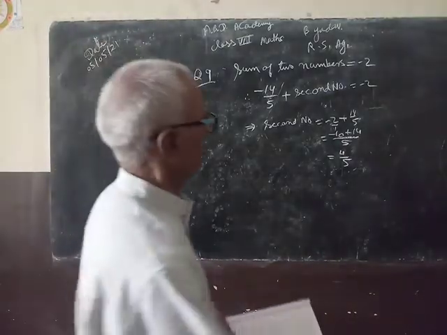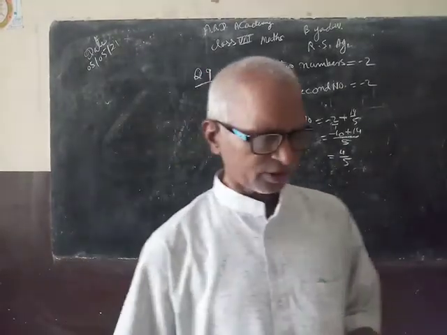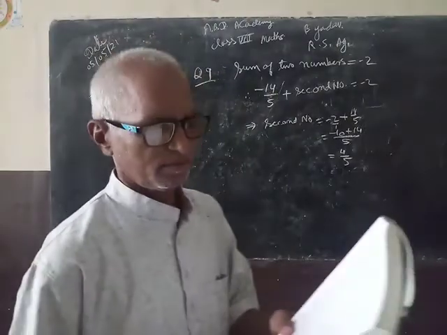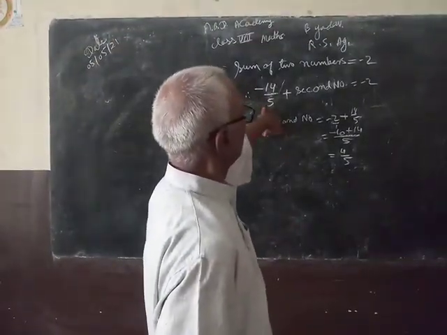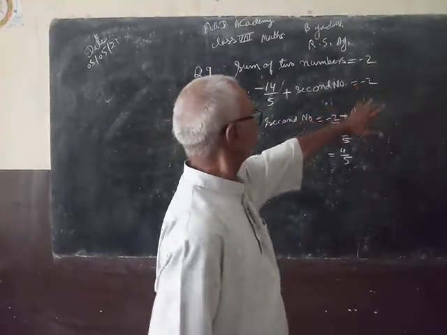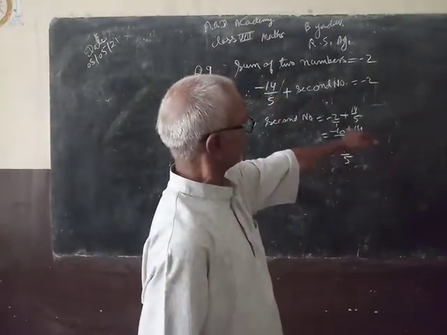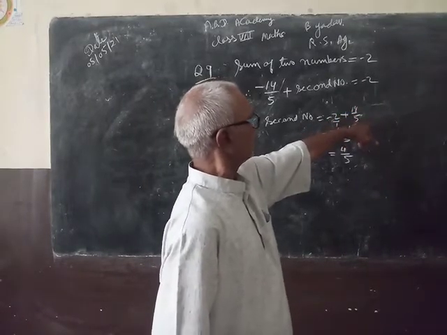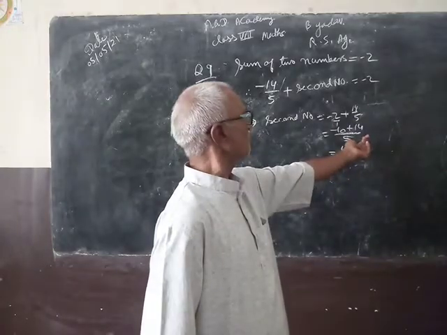The problem is clear. In question number 9, given that sum of two rational numbers is minus 2, means first number which is given, minus 14 by 5, plus second number equal to minus 2. Therefore, second number, this will go to the right hand side, and here write minus 2 by 1 plus 14 by 5. LCM of 1 and 5 is 5 here.